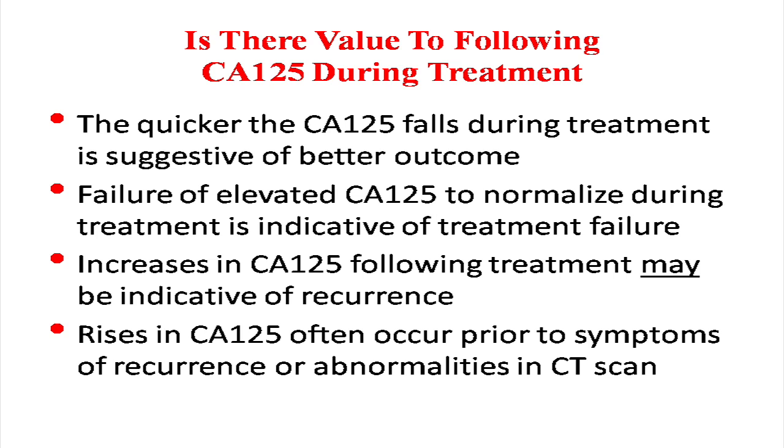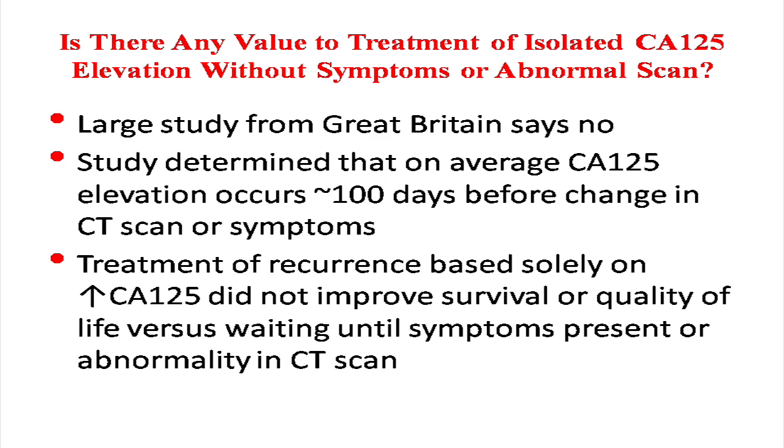But there are some patients that have rises in CA125 and don't develop recurrent ovarian cancer for a year or sometimes even 2 years. So just a rise in the CA125 and even a significant rise probably heralds the onset of recurrent ovarian cancer. Typically, a diagnosis will be made within about 3 to 4 months, but that is not true of every patient. Is there any value to treatment of isolated CA125 elevation without symptoms or with some abnormal CT scan?